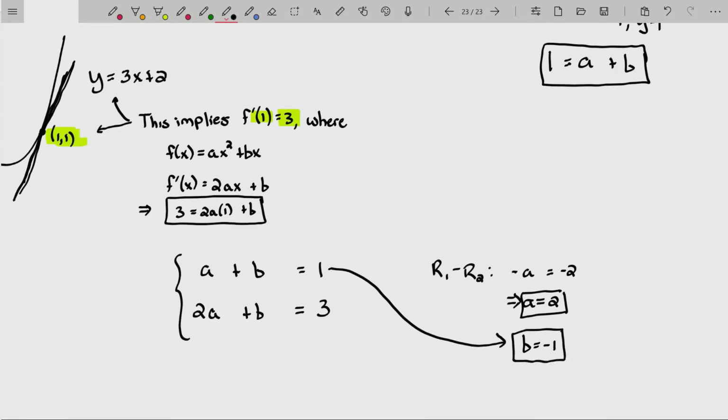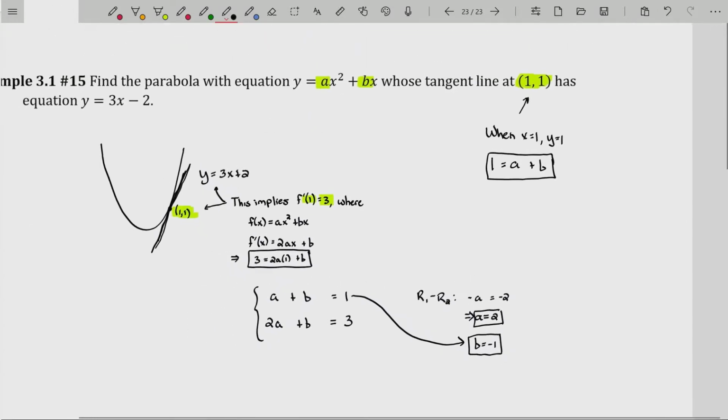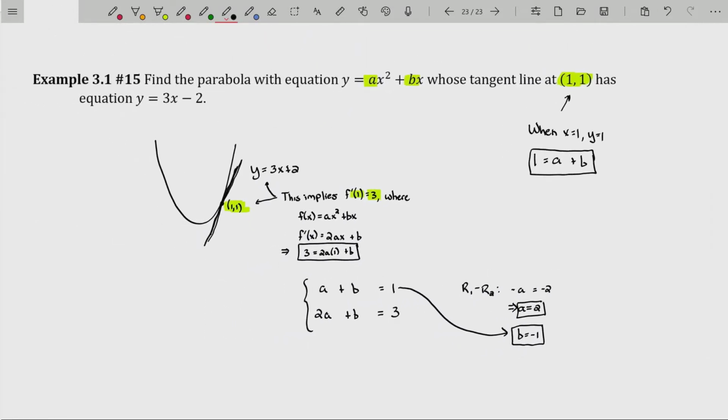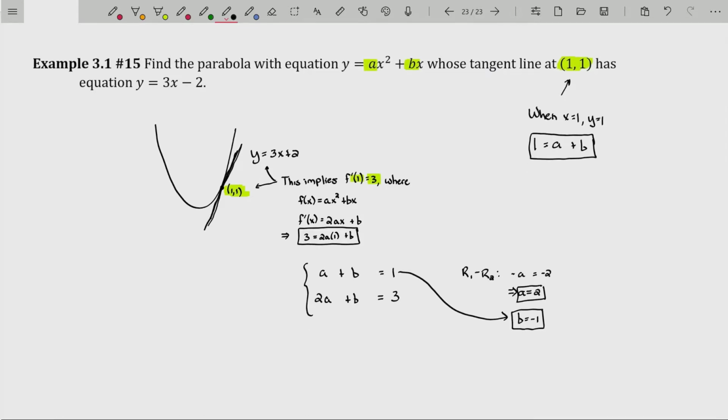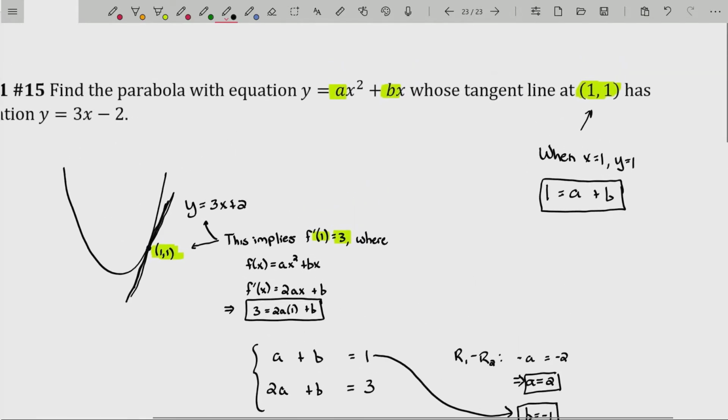So now that I've found a and b, I can go back and answer the question. Find a parabola with equation y equals ax squared plus bx, whose tangent line at 1, 1 has that equation. Well, we found that parabola. That equation is going to be y equals 2x squared minus x. There we go. That answers the question.